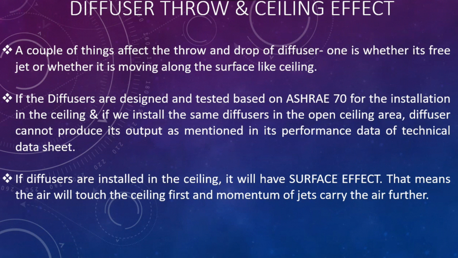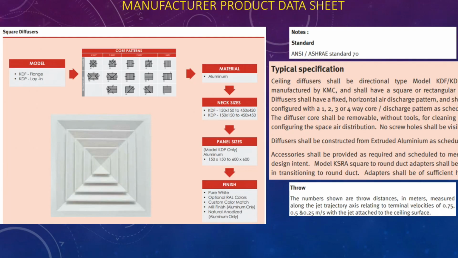A couple of things affect the throw and drop of a diffuser. One is whether it is a free jet or whether it is moving along a surface like a ceiling. When you open the technical data sheet of any manufacturer, rather than simply looking at the technical parameters like the values, you have to look at the typical specification and the notes they have mentioned.